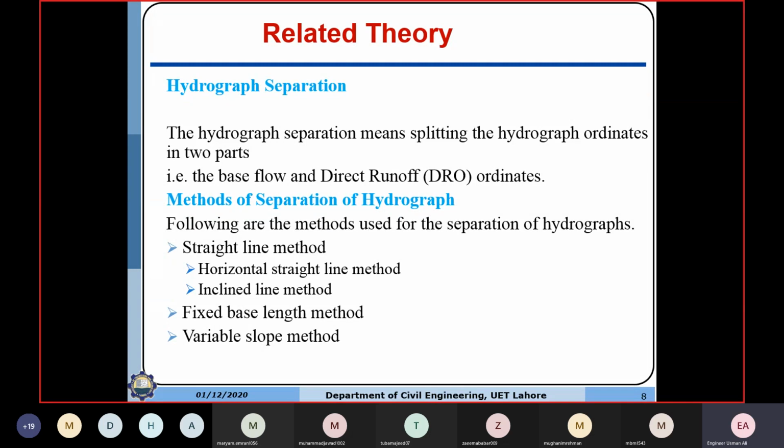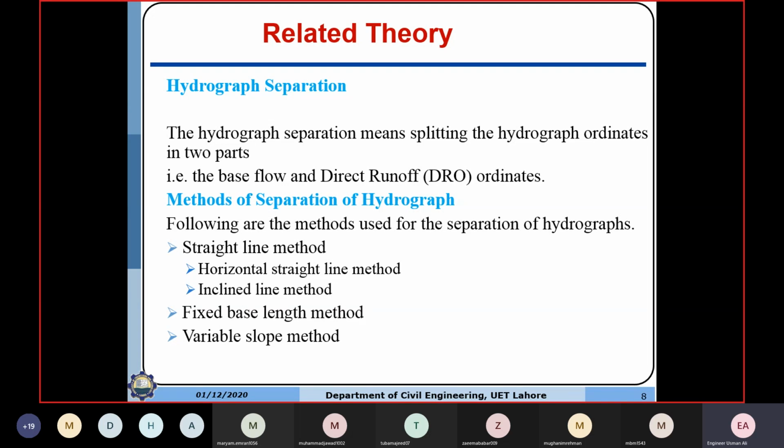Hydrograph separation. Hydrograph separation means splitting the hydrograph into ordinates of base flow and direct runoff. If you divide the ordinates of the total hydrograph into two parts, base flow and direct runoff, that is called hydrograph separation. So there are different methods available for the separation of hydrograph.